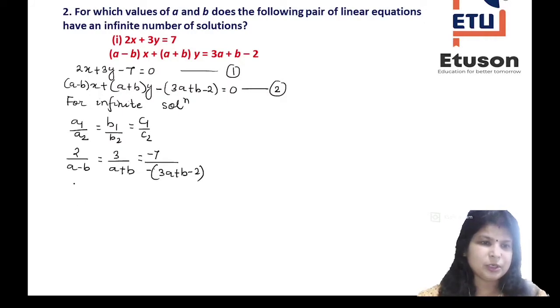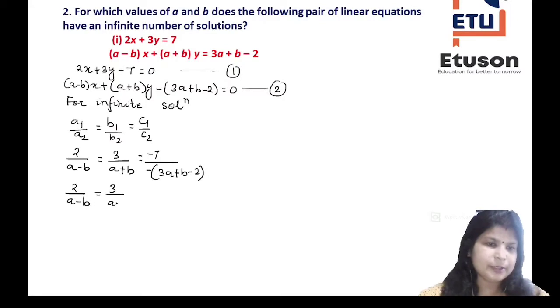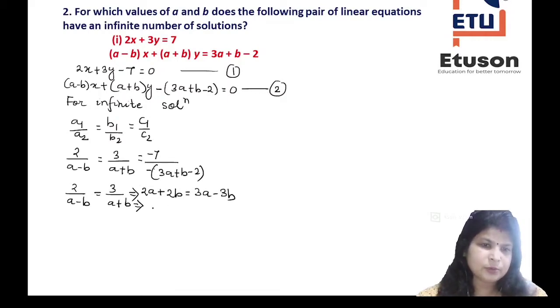Correct or not? So now let me take the first two, that is a1 by a2 is equal to b1 by b2. So 2 divided by (a minus b) is equal to 3 divided by (a plus b). So you will get 2a plus 2b is equal to 3a minus 3b, right? So that is equal to, what you will get, a minus 5b is equal to 0.